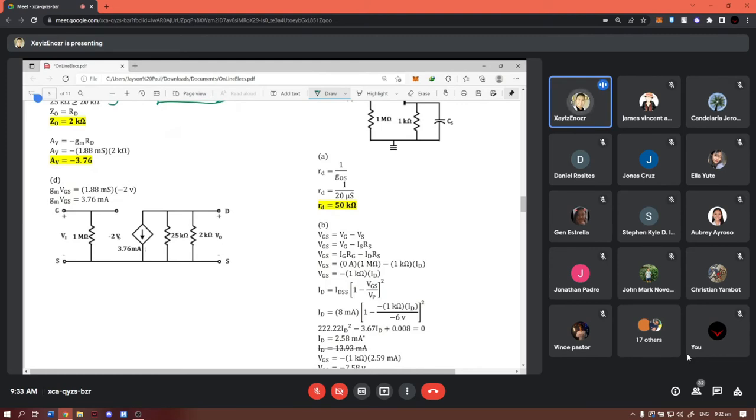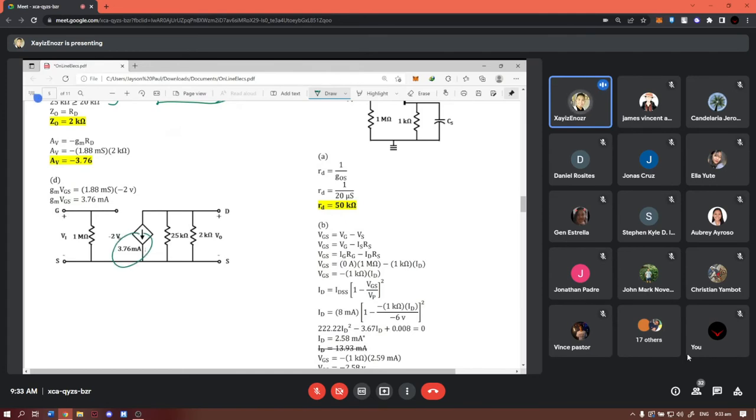So, saan ba nakuha si 3.76 milliamperes? So, ito yung ating output current, 3.76 milliamperes. Makukuha mo siya by multiplying yung transconductance sa ating VGS. So, gm times VGS is equal to 1.88 millisiemens times negative 2 volts. That is 3.76 milliamperes.